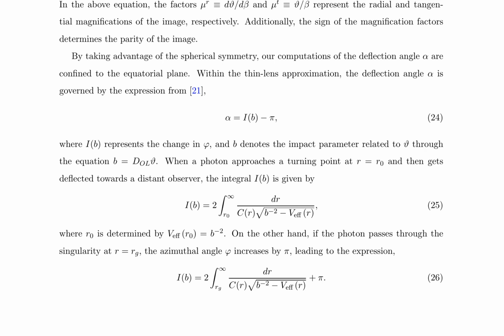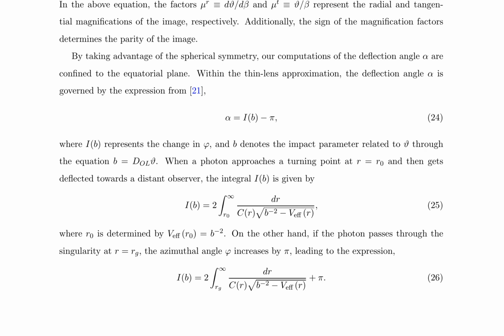Taking advantage of spherical symmetry, computations of the deflection angle alpha are confined to the equatorial plane. Within the thin-lens approximation, the deflection angle alpha is governed by the expression alpha equals I(b) minus pi, where I(b) represents the change in phi and b denotes the impact parameter related to theta through the equation b equals Dol theta. When a photon approaches a turning point at r equals r0 and then gets deflected towards a distant observer, the integral I(b) is given by I(b) equals 2 times the integral from r0 to infinity of dr over the square root expression involving b squared and V_eff(r), where r0 is determined by V_eff(r0) equals b squared.